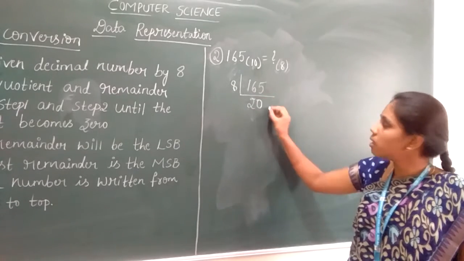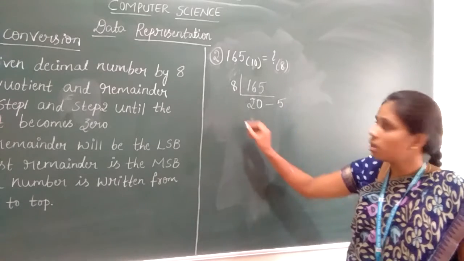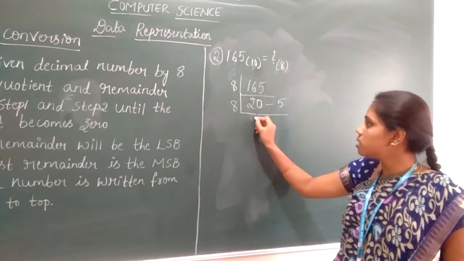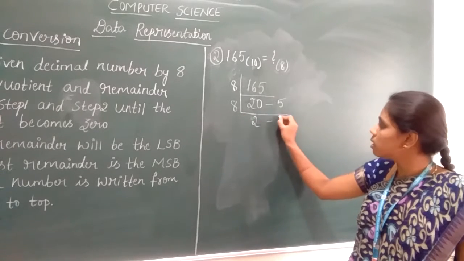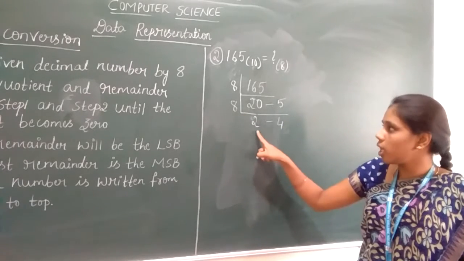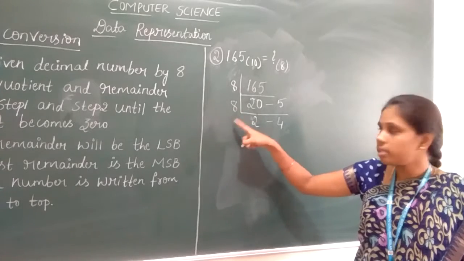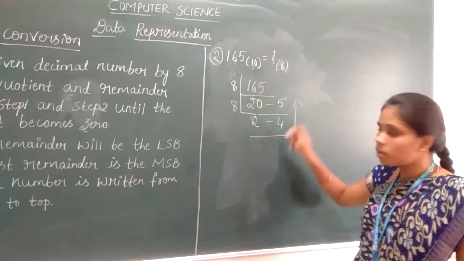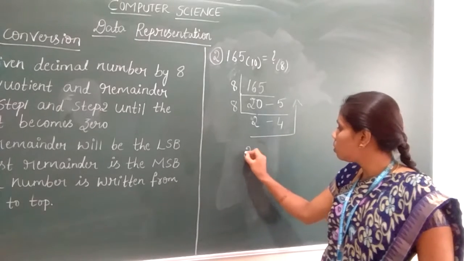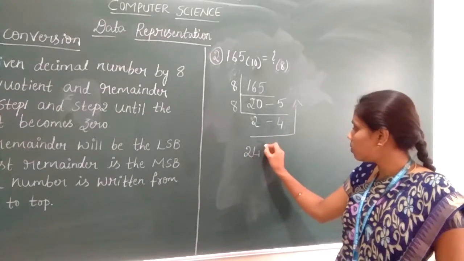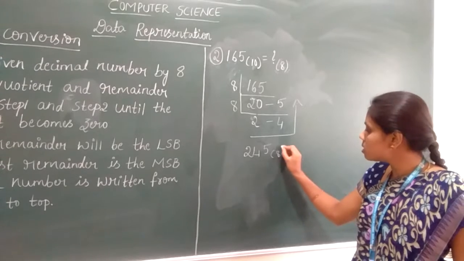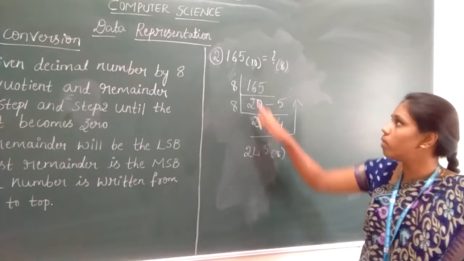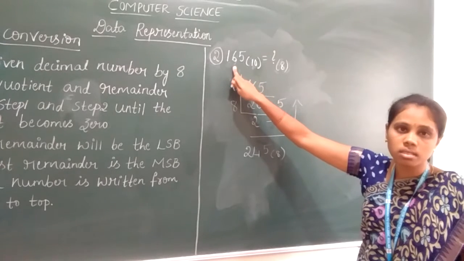5 is left out. 5 cannot be divided, so take 0. The remainder is 5. Again divide this 20 by 8. 8 2s are 16. The remainder is 4. 2 cannot be divided by 8. Hence stop the process and write down the values from bottom to top. That is 2, 4, 5 and the base of this is 8. Now 245 is the octal equivalent value for the decimal value 165.